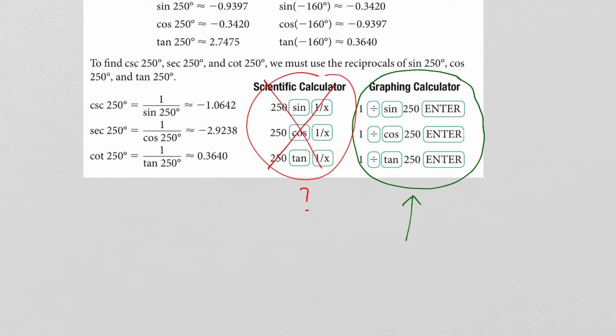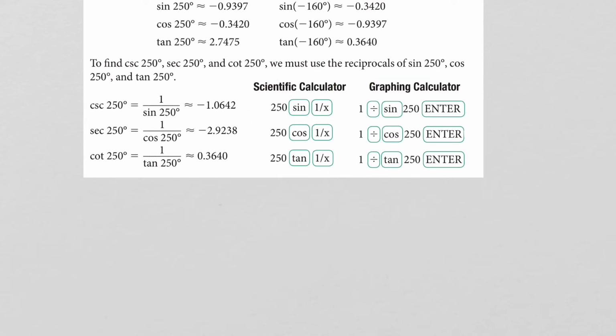Now, get practice with all of these examples here. So next we have secant of 250. Secant is 1 over cosine. So it's going to be 1 over the cosine of 250. You enter it into your calculator very similarly to the previous example.